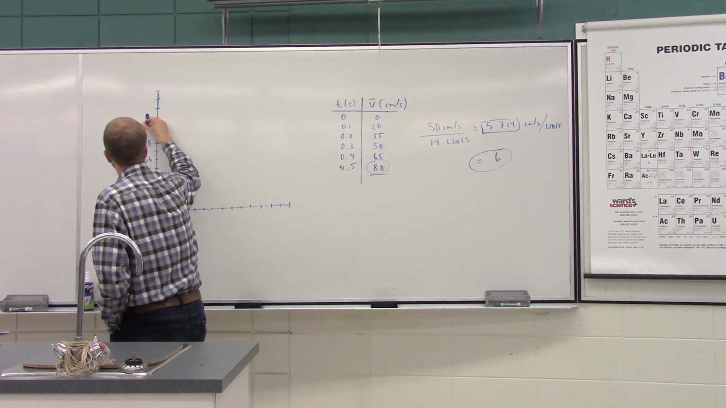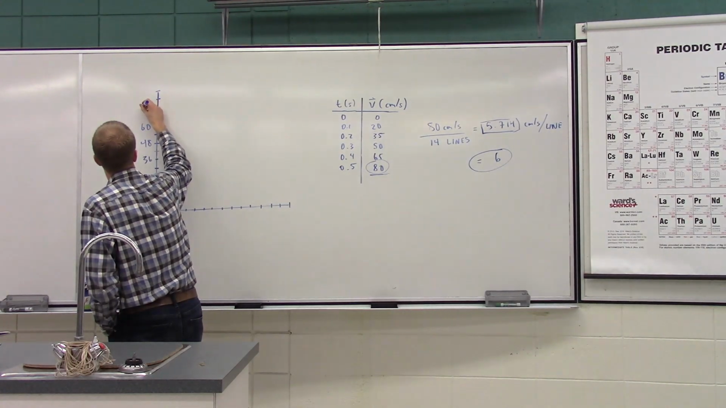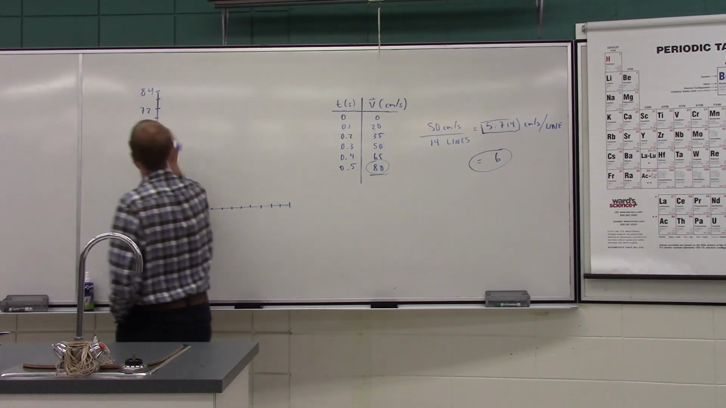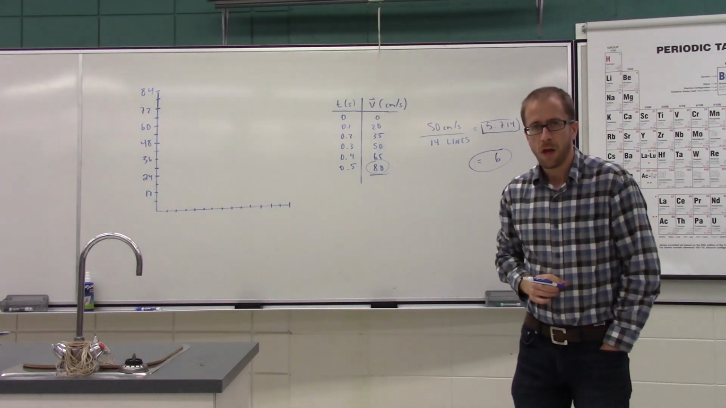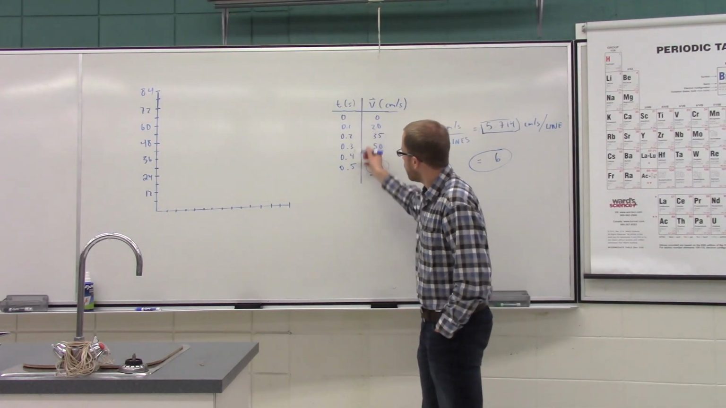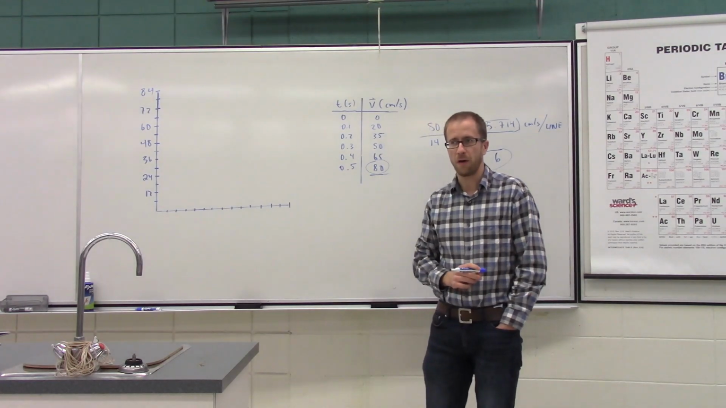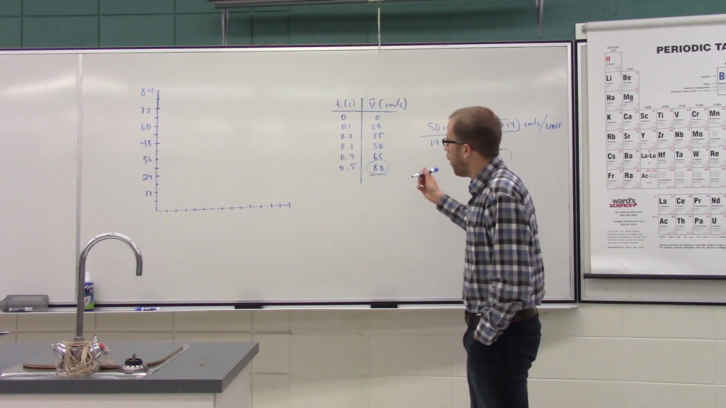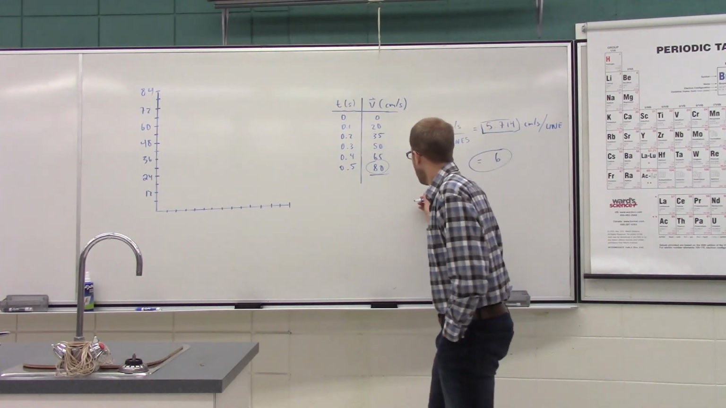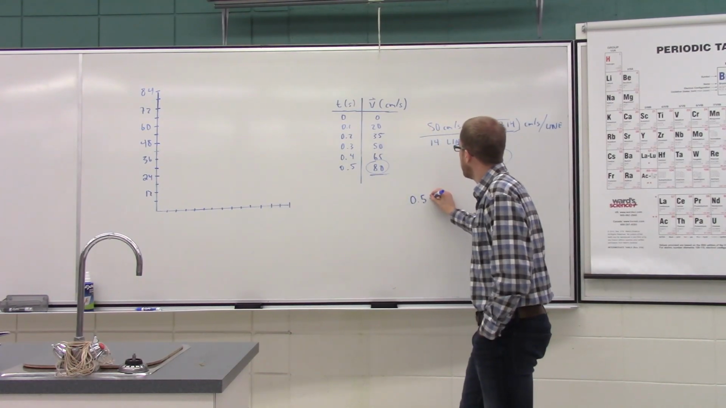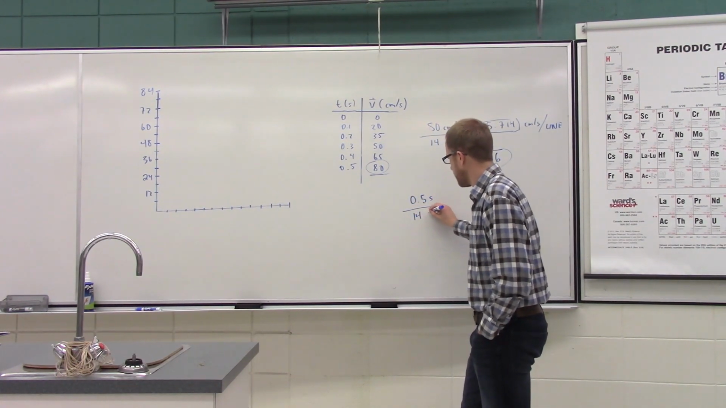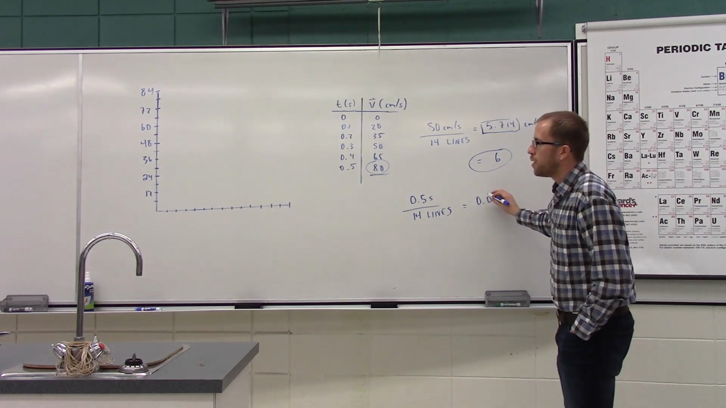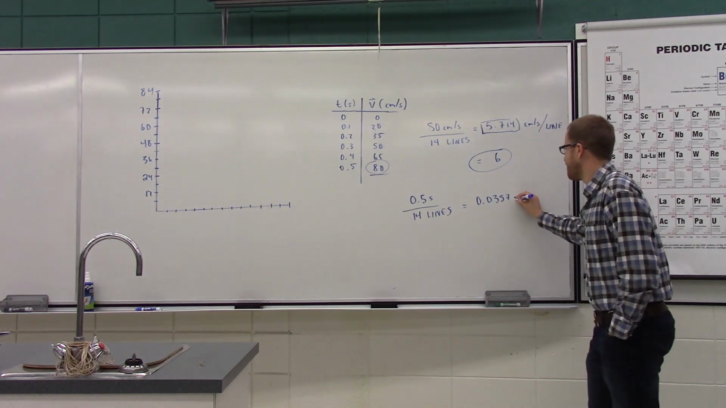Now, what about my other axes? What about the x-axis? Well, here we have a time of 0.5 seconds as our largest value. And again, I have 14 delineations. So how am I going to figure that out? Well, same strategy. 0.5 seconds divided by 14 lines gives us 0.0357 seconds per line.